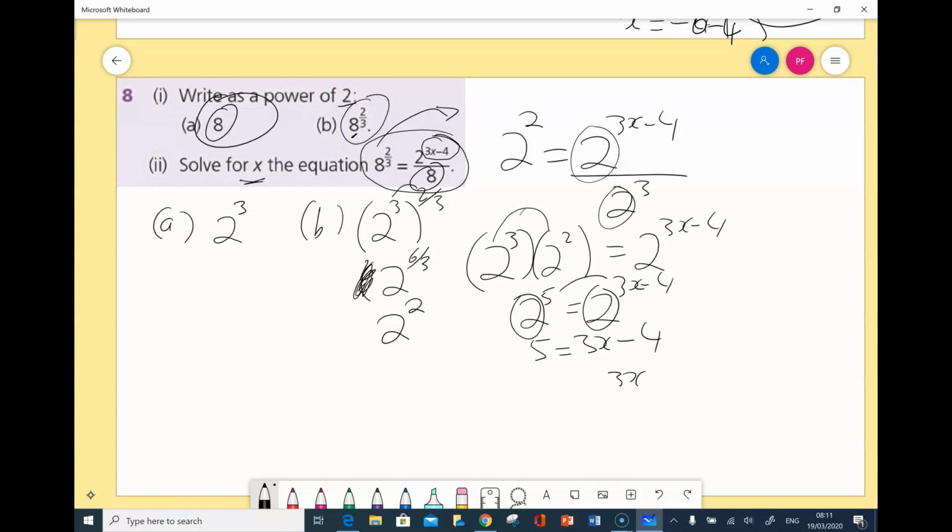So 3x is equal to 5 plus 4. 3x is equal to 9. And dividing both sides by 3, x is equal to 3.